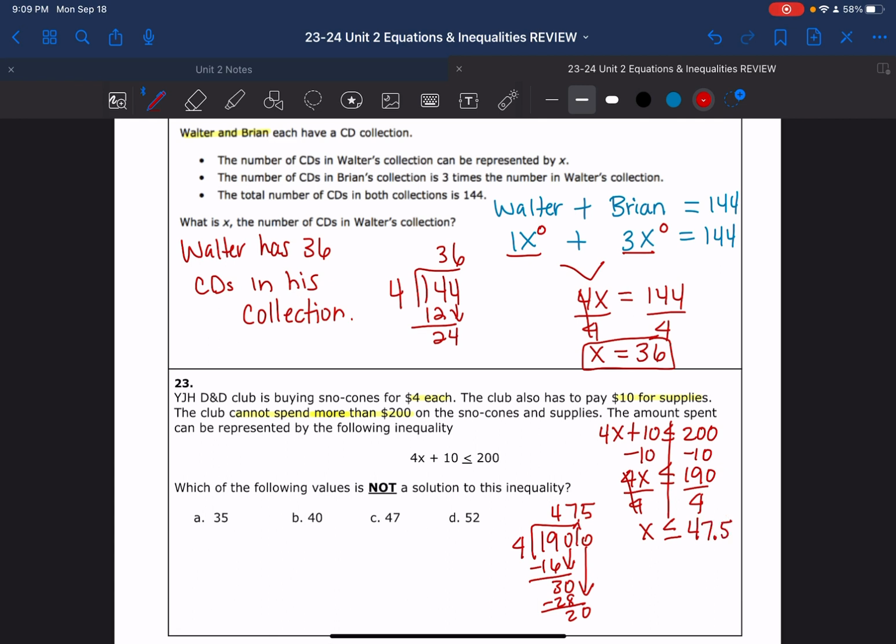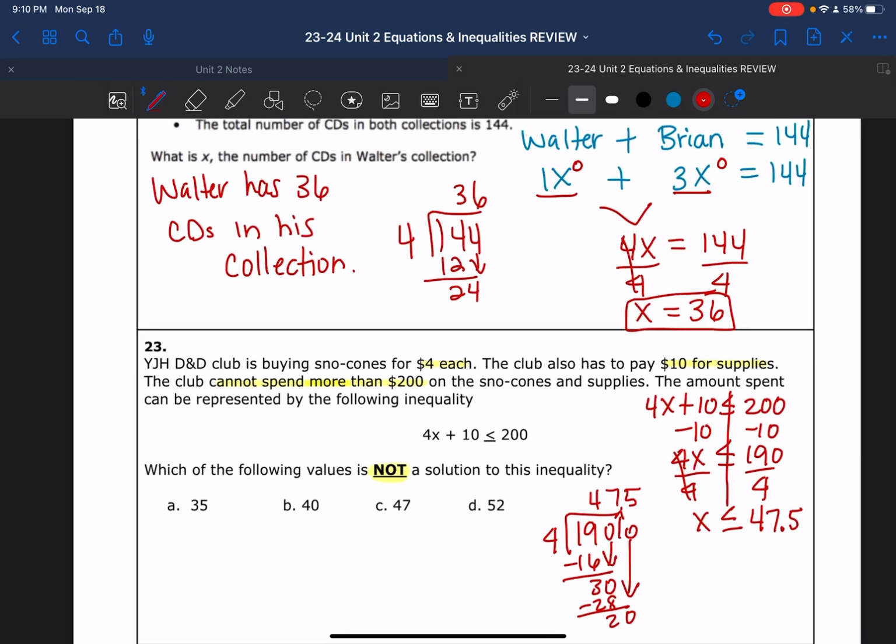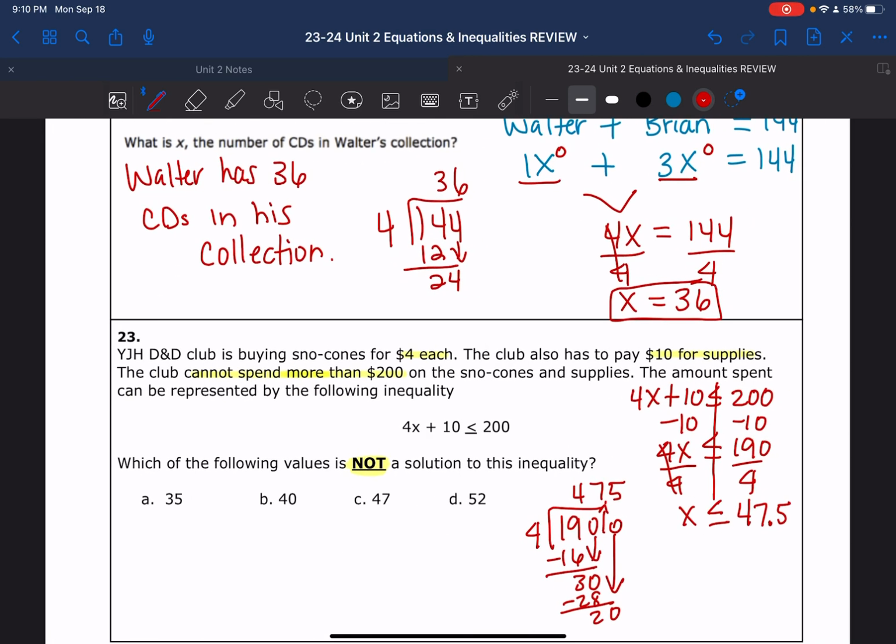Okay? So here is what you need to make sure you understand. Not. Okay? Which of the following values is not a solution to this inequality? Well, here we have to go through and we have to substitute values, okay? So if I do 35 is less than or equal to 47.5, is that true or false? 35 is less than, so that's true. 40 is less than or equal to 47.5. Well, 40 is less than 47, so that's true.